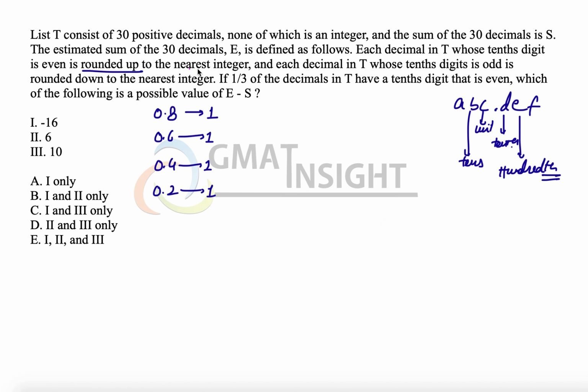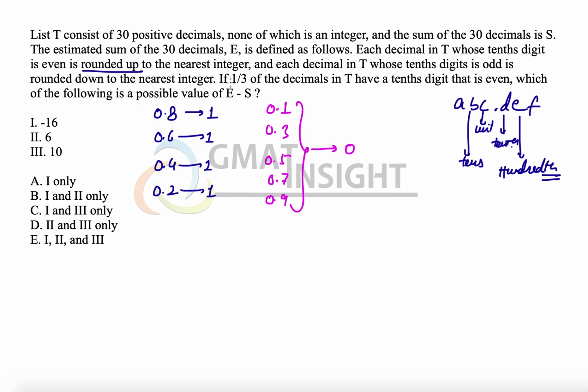Now the next thing is, each decimal in T whose 10th digit is odd, that means 0.1, 0.3, 0.5, 0.7 and 0.9, they have to be rounded down. That means they will be 0 in a way, right? Now, which of the following is the possible value of E minus S? To answer this question in one step, we can find the range of E minus S. To find the range of E minus S, we need to find the maximum value of E and the minimum value of E, because S is constant.